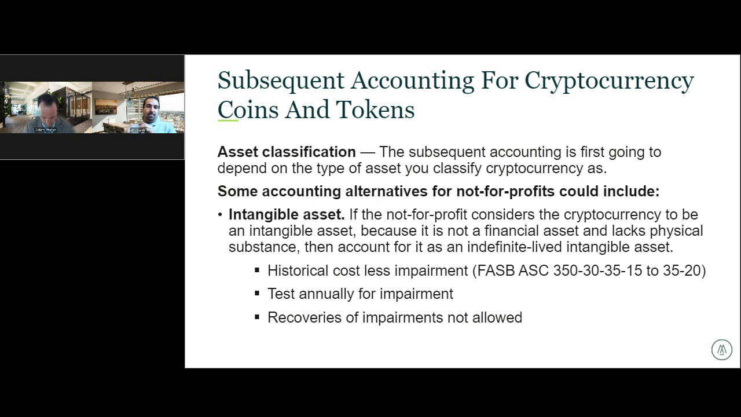Keep in mind, if the asset is impaired and then subsequently recovered, you wouldn't write up that recovery. Any appreciation subsequent to the impairment would be realized when you sell the crypto assets.